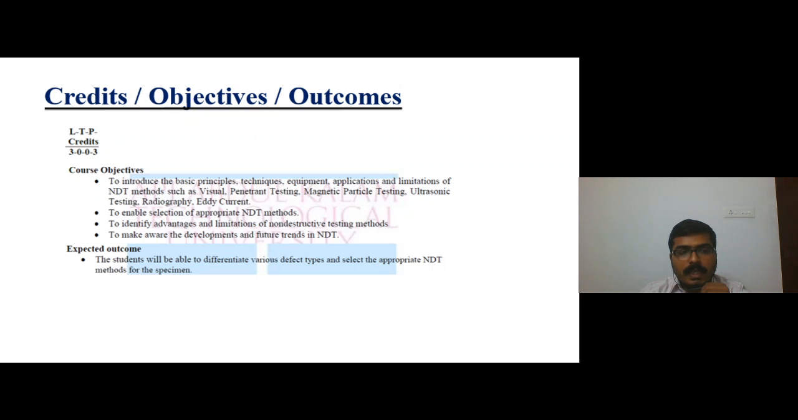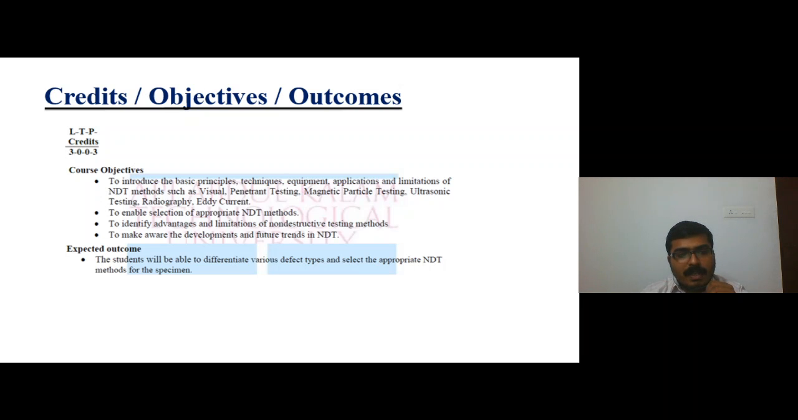The course has a credit of 3, and the main objective of this course is to introduce the basic principles, techniques, equipment, applications and limitations of NDT methods such as visual inspection, penetration testing, magnetic particle testing, ultrasonic testing, radiography, eddy current, to enable selection of appropriate NDT methods. Next is to identify advantages and limitations of non-destructive testing methods. Next is to make students aware of the development and future trends in NDT.